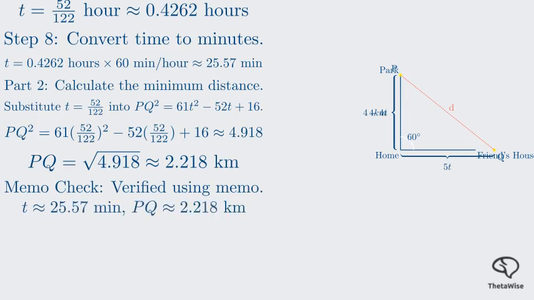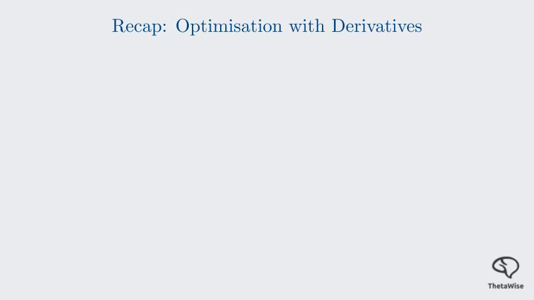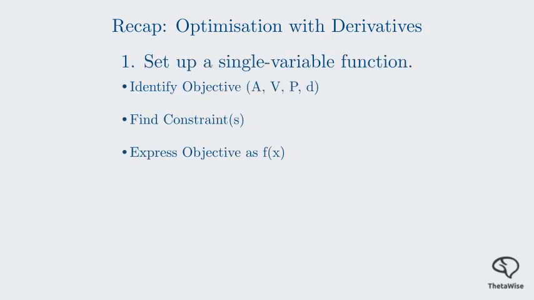Verified. Let's quickly review the core ideas we've covered today. Optimization using derivatives is a powerful tool to find maximum and minimum values in a variety of situations. The process always follows the same logical steps. First, you must identify what quantity you need to maximize or minimize and represent it as a function. Second, you must find constraints that relate the variables in that function and use them to rewrite the function in terms of a single variable.